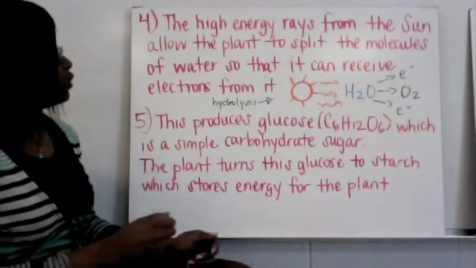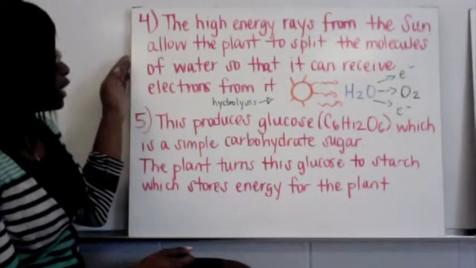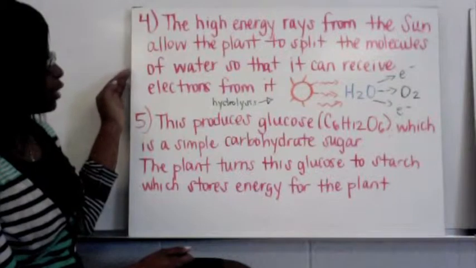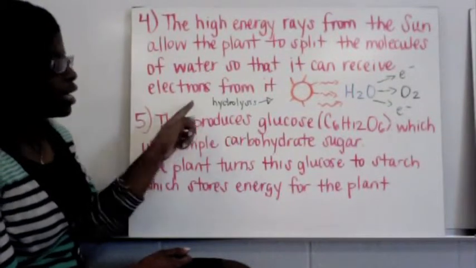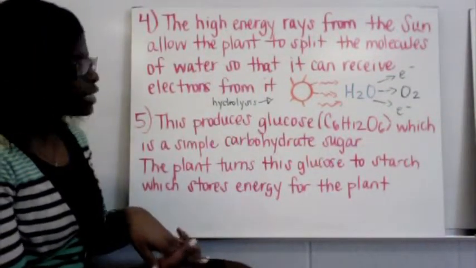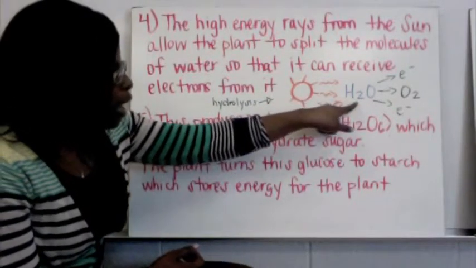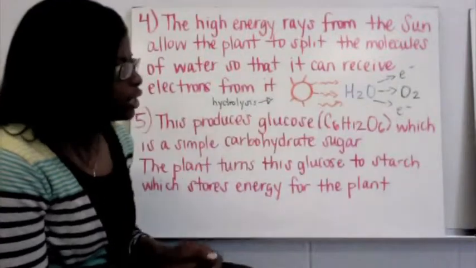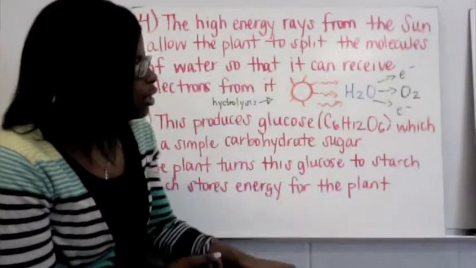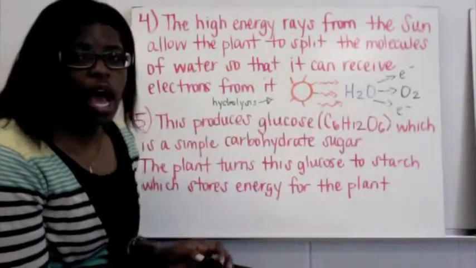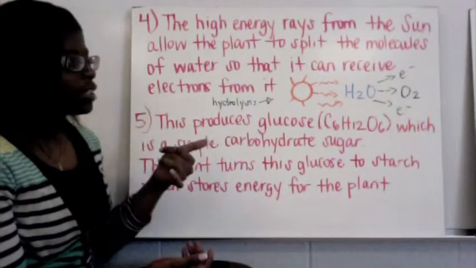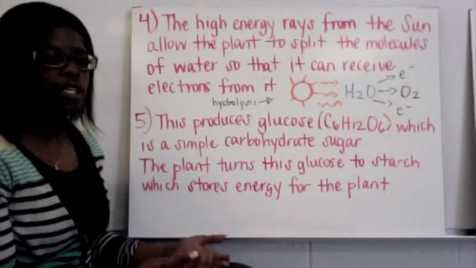So the high energy rays from the sun allow the plant to split the molecules of water so that it can receive electrons from it. So this is the process of hydrolysis. And we have our sun here. The sun rays are going to split the water into our electrons, which is the little e with the negative charge here. And then we have oxygen also produced from this photosynthesis process as a byproduct. So that's how we get our oxygen.